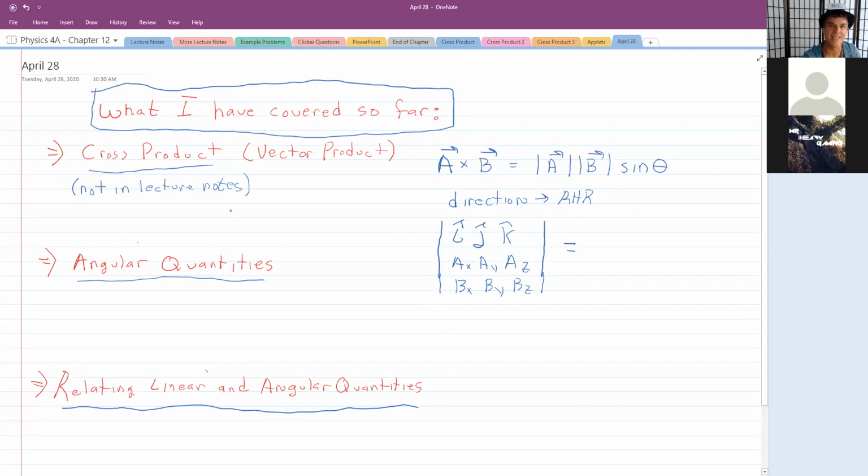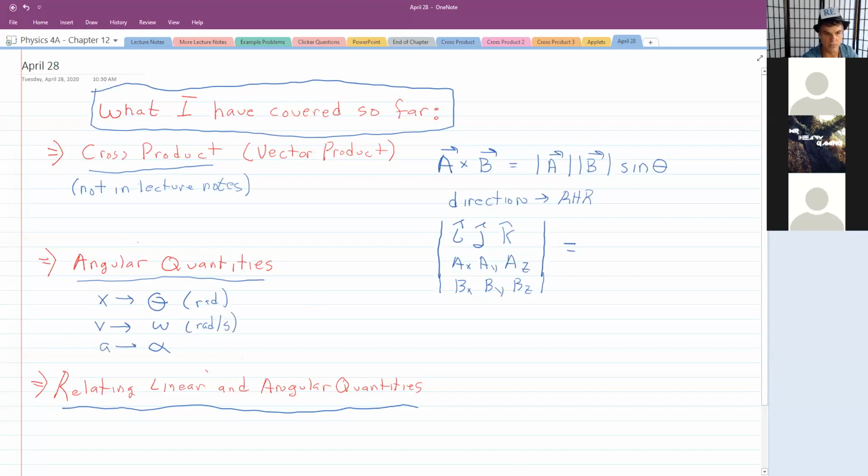Then I started talking about the different angular quantities. We really have 3. Instead of our position in meters, when we're talking about angular quantities, we're using theta, measured in radians. Instead of our linear velocity in meters per second, we're looking at angular velocity, in radians per second. And instead of linear acceleration, we're talking about an angular acceleration in radians per second squared.